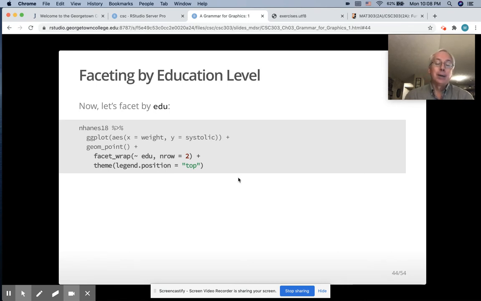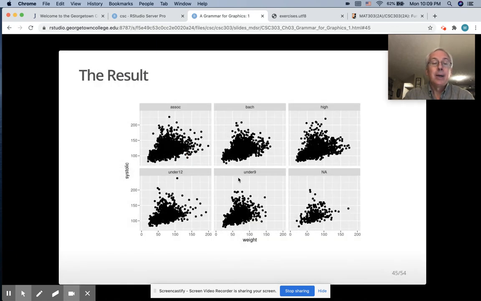So let's see what the output to this is. I invite you to copy and paste this into RStudio just to see it yourself. But this is what we get. And so let's take a look at these legends. We have assoc, batch, high, under 12, under 9. So let's just briefly interpret these.